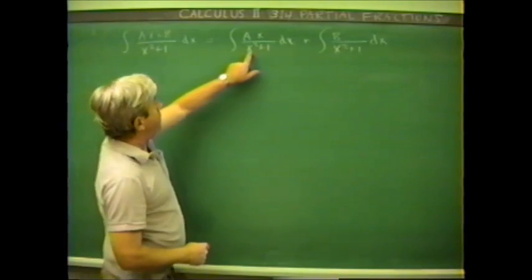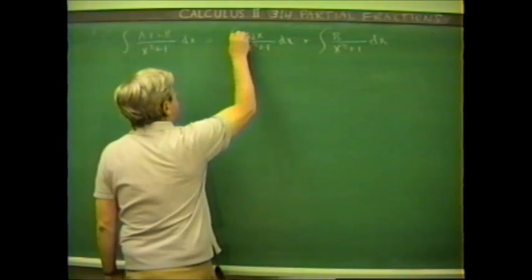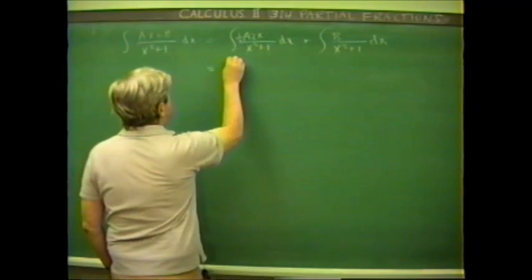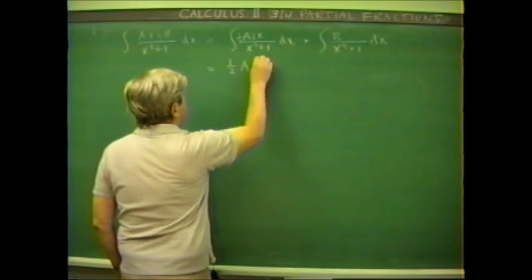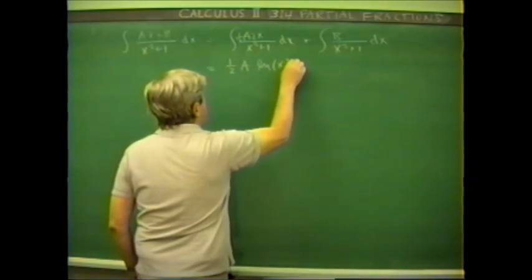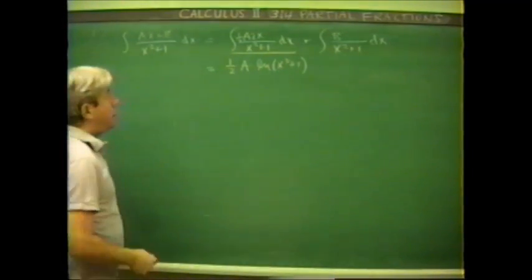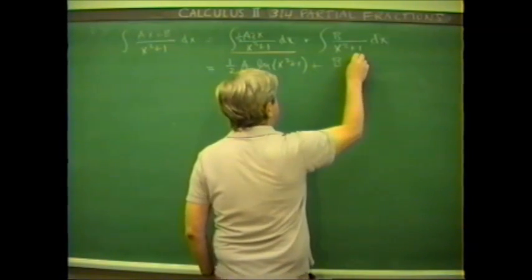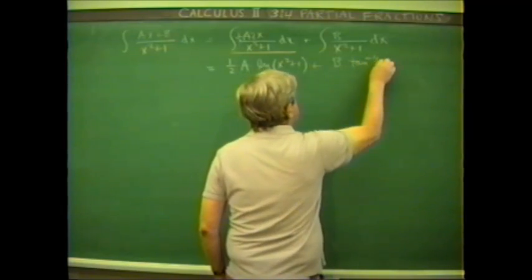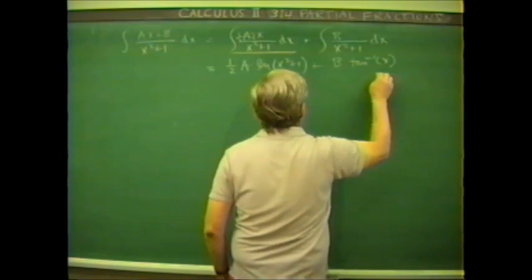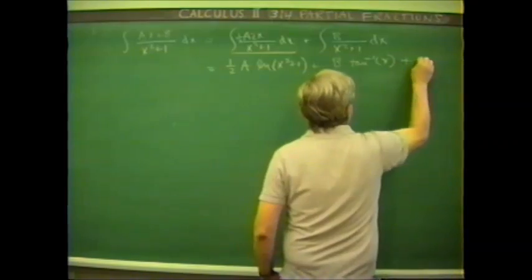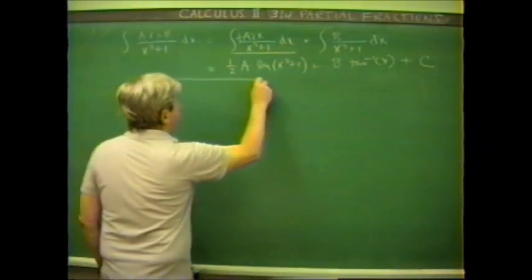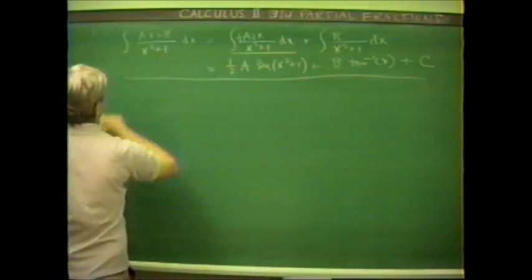And now this is almost f prime of x over f of x. In fact, if we put a 2 up here and a half in front, we would have f prime of x over f of x. We find that this is equal to 1/2 a log of (x squared plus 1). That's this right here. Now this is the tangent inverse function. So this is plus b tangent inverse of x. So this plus any constant, and the problem is solved. That takes care of everything that can be made to look like this.